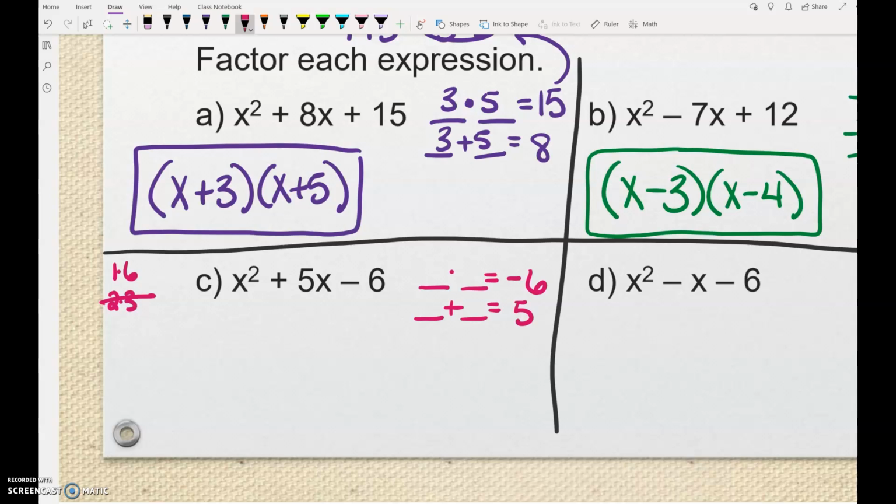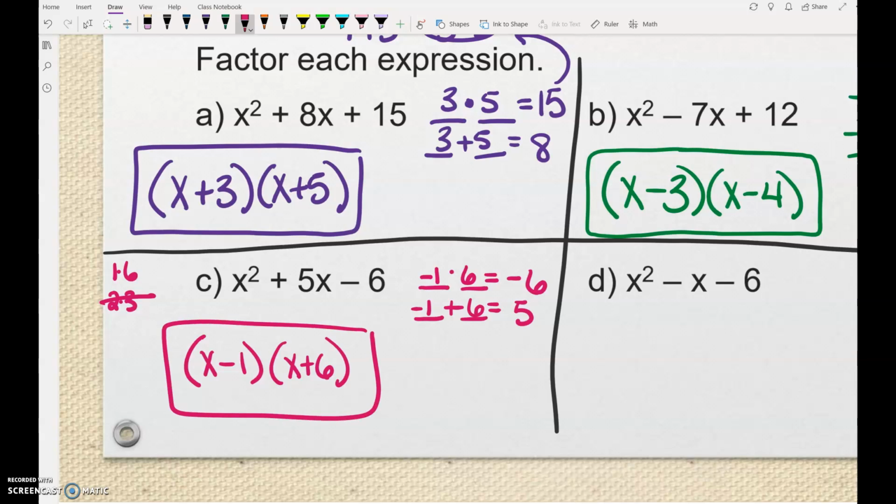Using 1 and 6, if you're trying to add up to a positive number, the bigger number needs to be positive, the smaller number needs to be negative. -1 times 6 is -6, -1 plus 6 is 5. So x minus 1, x plus 6. You could also write your answer x plus 6, x minus 1. The order of the parentheses does not matter as long as one of them is x plus 6 and the other one is x minus 1.